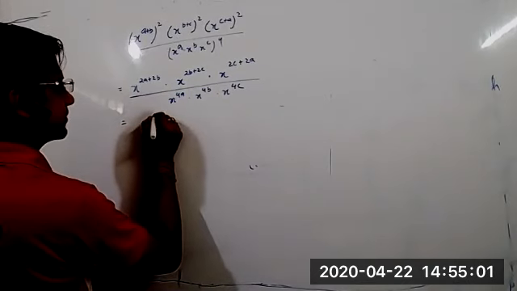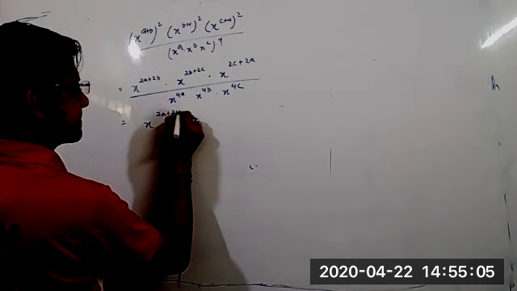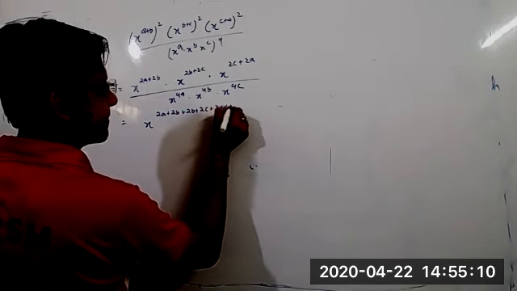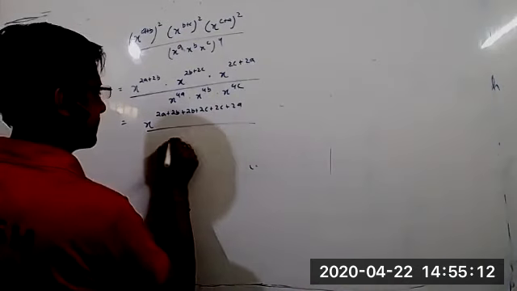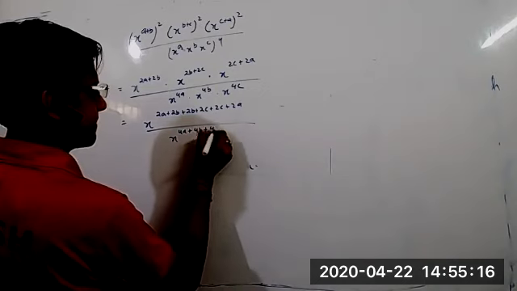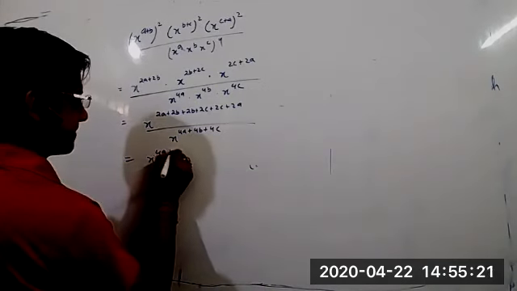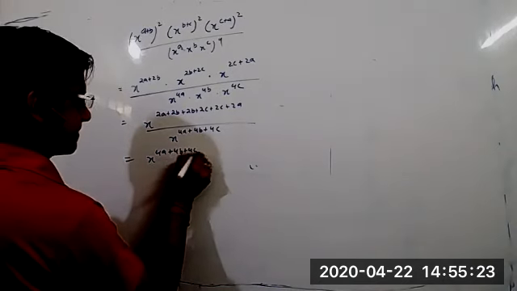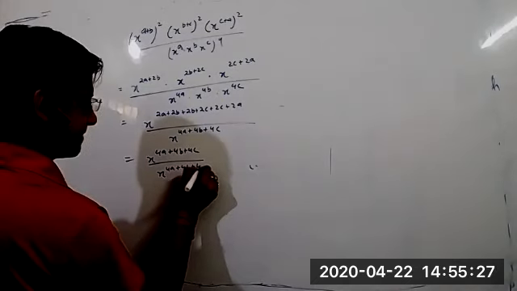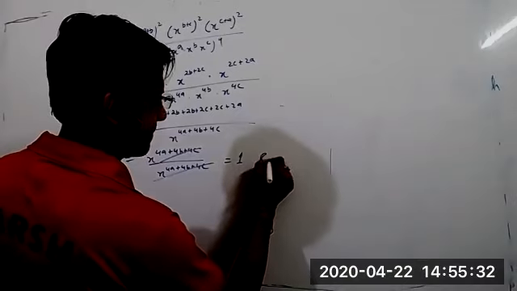So x to the power 2a plus 2b plus 2b plus 2c plus 2c plus 2a by x to the power 4a, x to the power 4b, x to the power 4c, is equal to x to the power 4a plus 4b plus 4c by x to the power 4a plus 4b plus 4c, both get cancelled, is equal to 1. Hence proved.